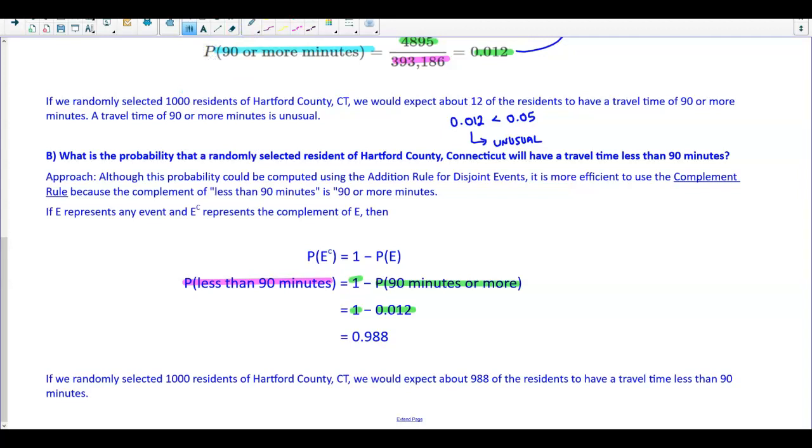Okay, now let's convert that to a fraction. That means that this becomes 988 over 1,000. So we would say that if we randomly selected 1,000 residents of Hartford County, Connecticut, we would expect about 988 of the residents to have a travel time less than 90 minutes.